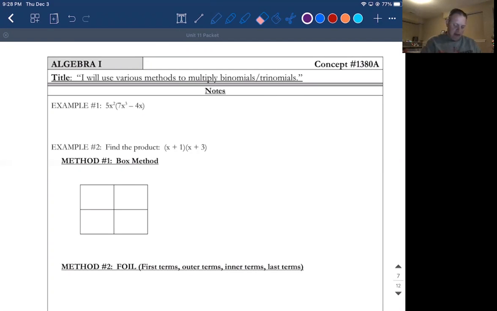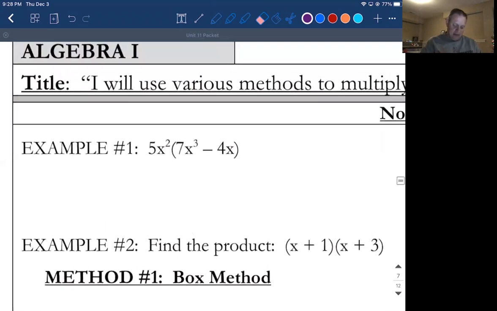Okay. So example one right here. If we were to distribute 5x squared into both of the items inside the parentheses, we have a monomial times a binomial. So 5x squared times 7x cubed is 35x to the fifth because we add the exponents together. And 5x squared times negative 4x, that's negative 20x cubed.